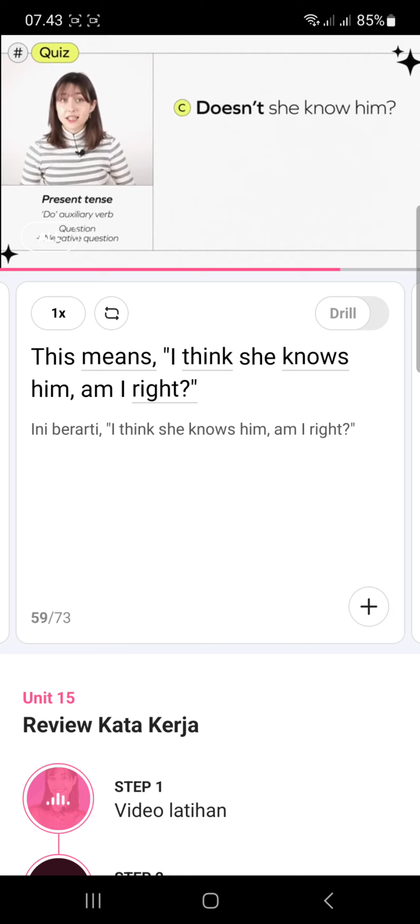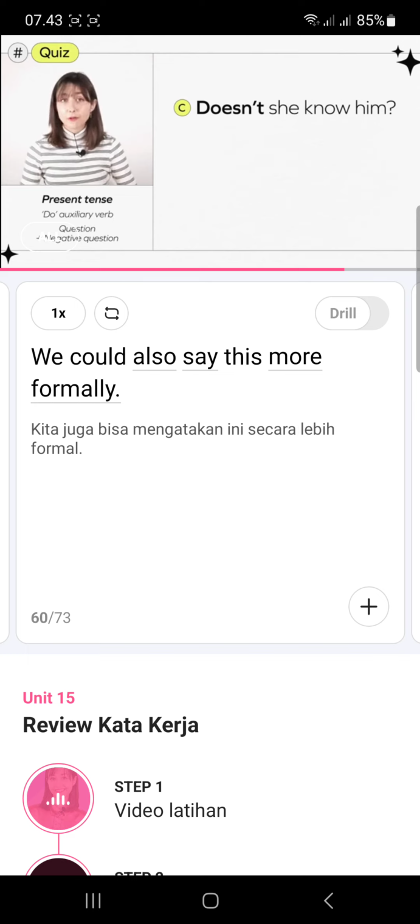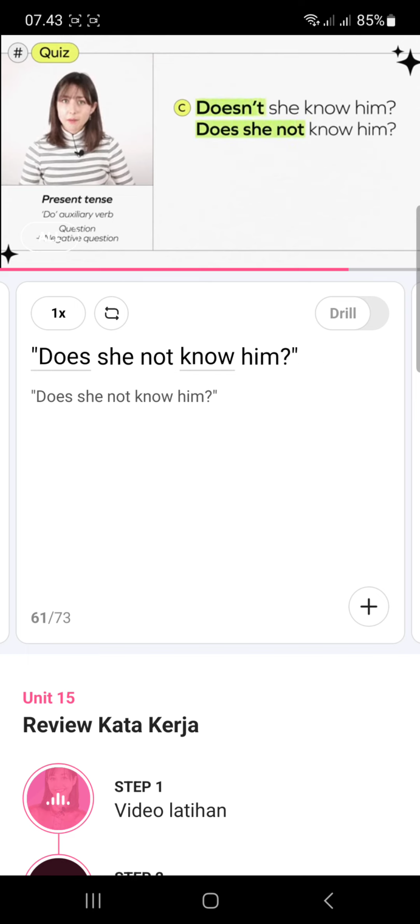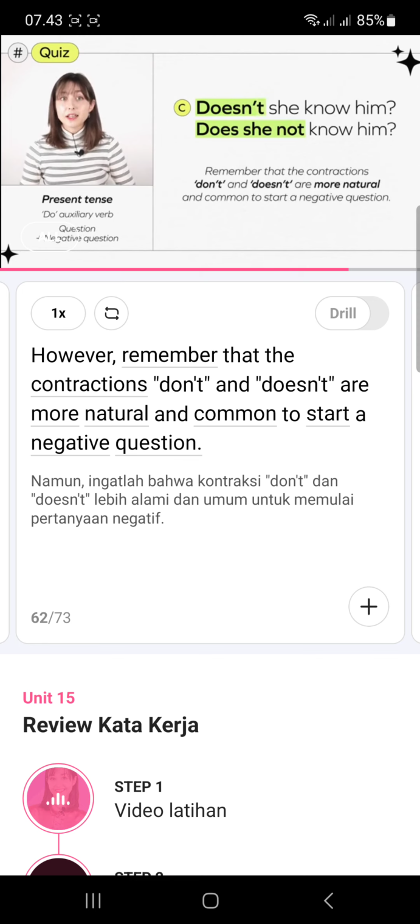This means, I think she knows him. Am I right? We could also say this more formally. Does she not know him? However, remember that the contractions don't and doesn't are more natural and common to start a negative question.